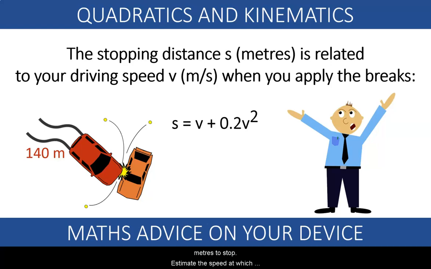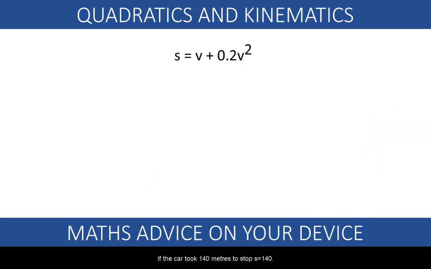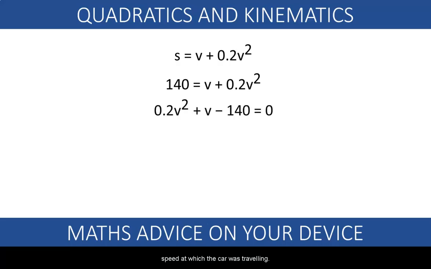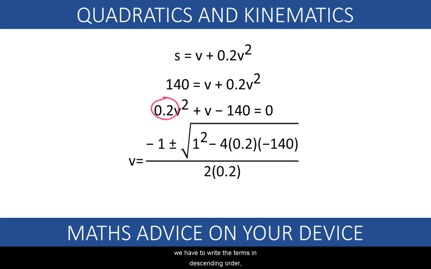We need to estimate the speed at which the car was traveling in the city. If the car took 140 meters to stop, s equals 140. Solving the quadratic equation, we can estimate the speed at which the car was traveling. Notice that to solve the quadratic using the formula, we have to write the terms in descending order: quadratic, linear, and constant. A is the leading coefficient, 0.2, B is 1, and C is negative 140.